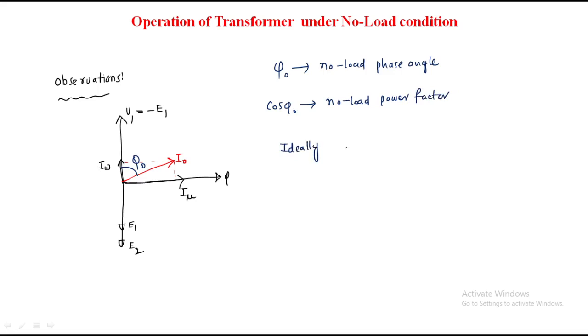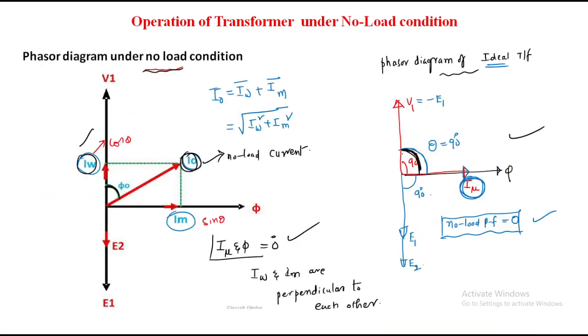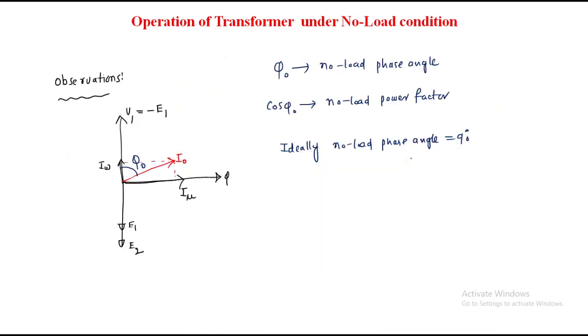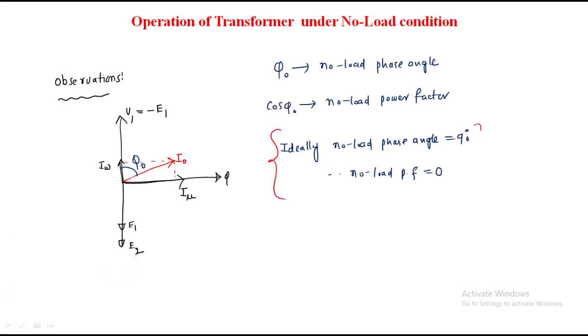Ideally, the no load phase angle is what? 90 degrees, right? See, ideally the no load phase angle is 90 degrees. Therefore, the no load power factor is what? 0. This is for an ideal transformer.